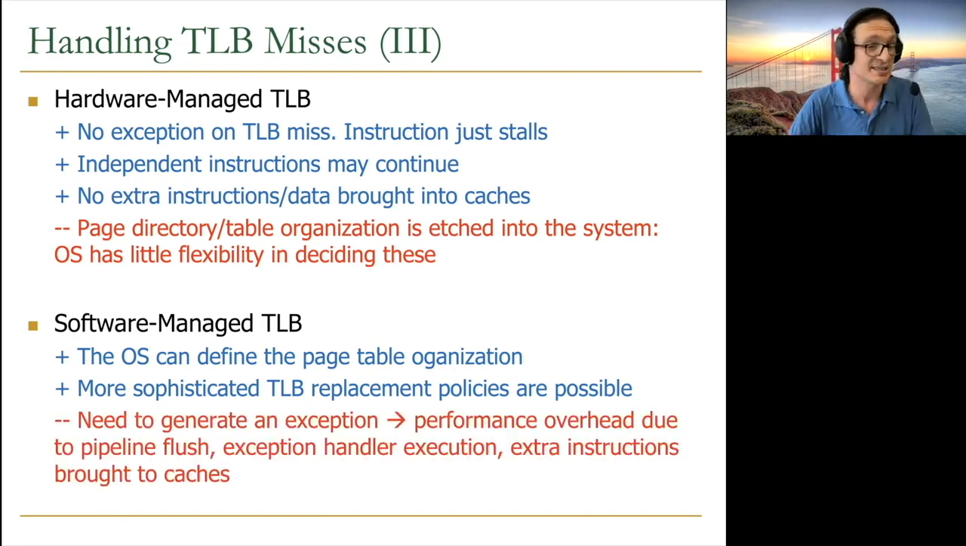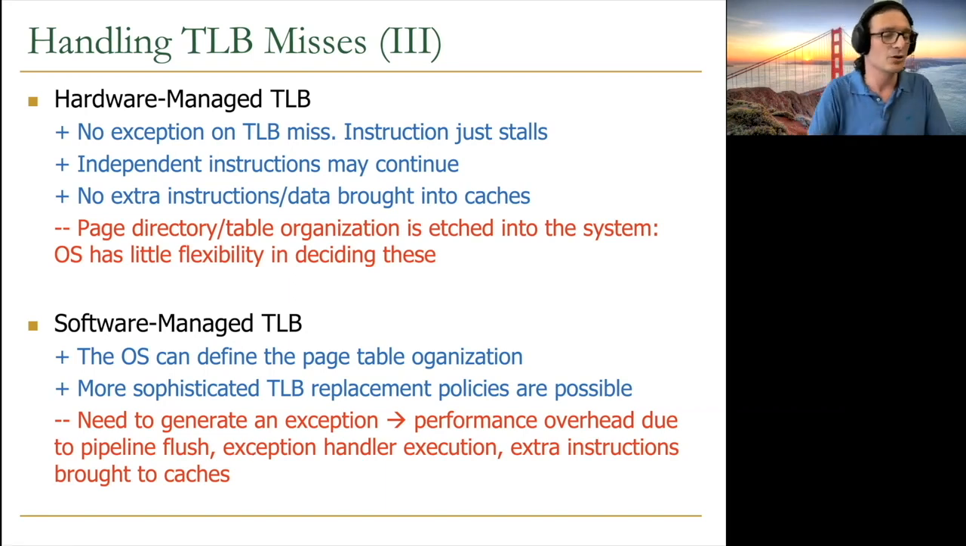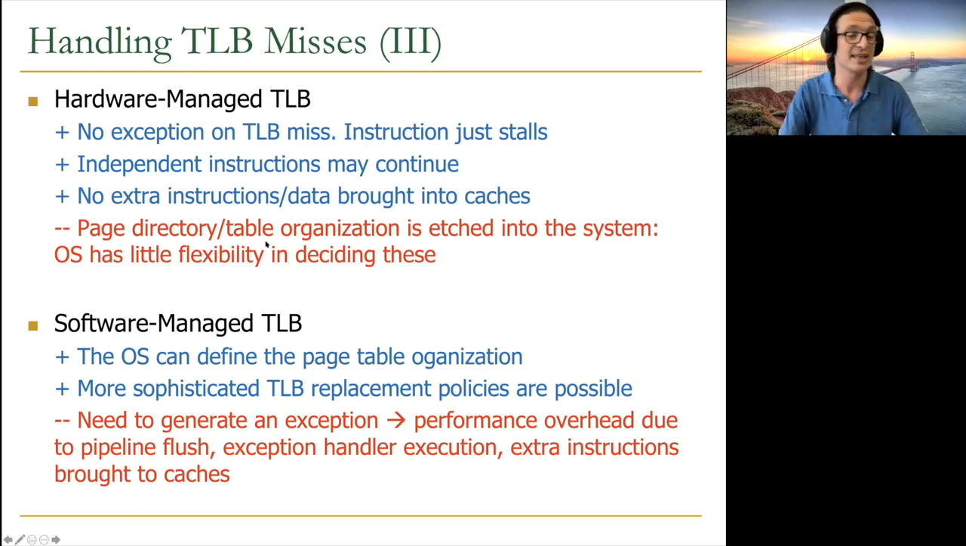The downside is performance overhead. You need to generate an exception, and you need to flush the pipeline, execute the exception handler, and extra instructions are brought into the cache. Of course, you could handle this in another thread. So you may actually eliminate some of the performance overhead, like the pipeline flush, but still there's overhead in executing other instructions to actually handle the software managed TLB. In hardware, if you handle it, you can have a specialized structure completely, as we will see in Intel systems soon.